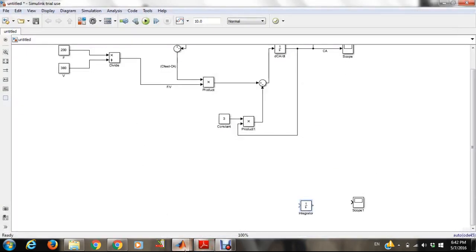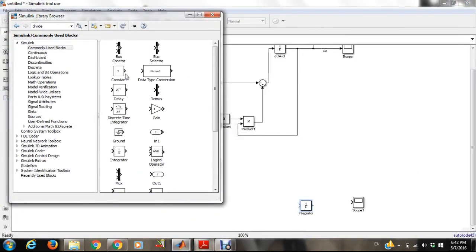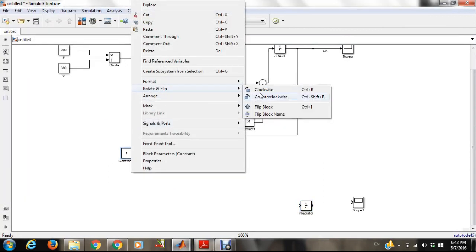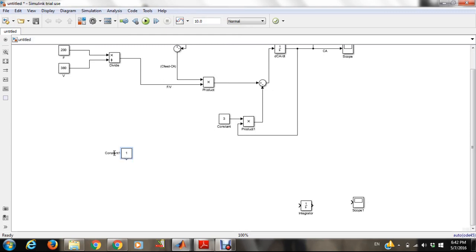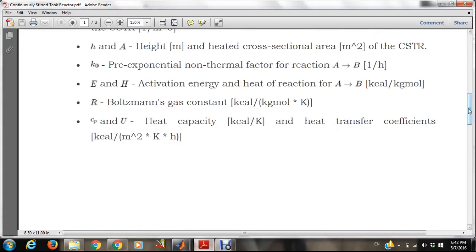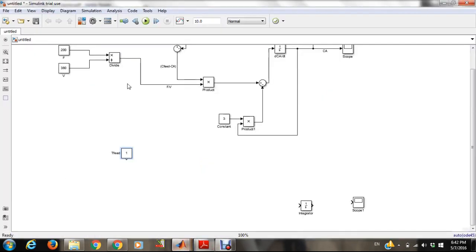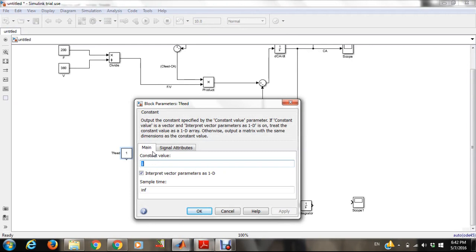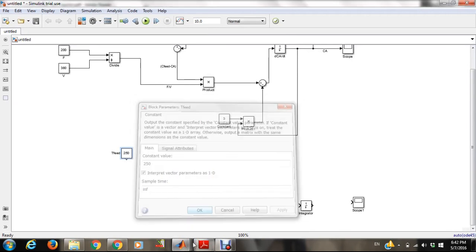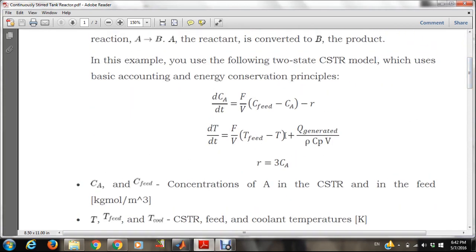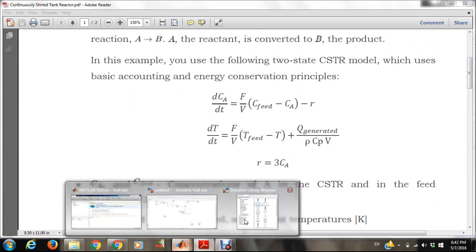So I'm going to create a new constant, T feed. I'll just rotate this downwards. Call it T feed. To see the temperature, T feed is at 250 kelvins. So the value here is 250. So 250 minus T.